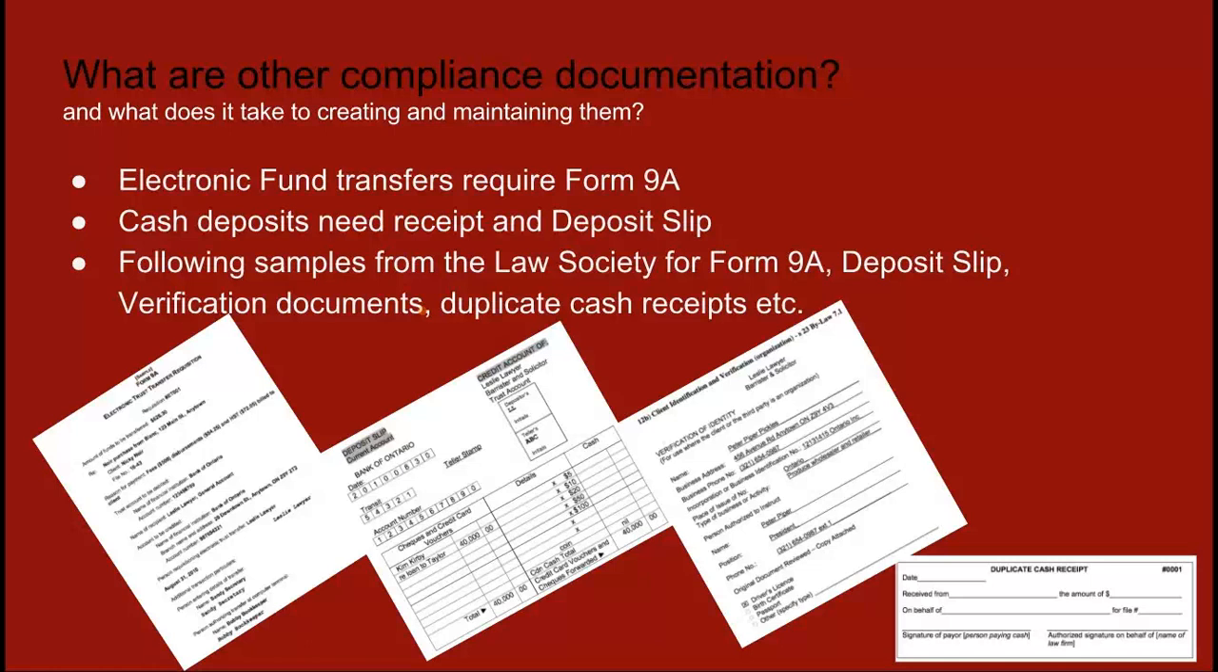For example, electronic fund transfers require Form 9A. If you're not doing electronic fund transfers, if you're writing yourself a check, moving money from your trust account into your general account, then you don't need this. But if you're doing this electronically, you have a TD bank account for your trust account, and a TD bank account for your general account, and you're moving that eligible trust money from one bank account to another online, then you need to record that. You need to record the different account numbers, what was the purpose, what was the client, and that's what's in the Form 9A.